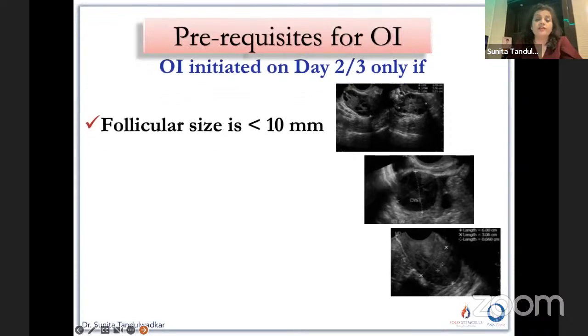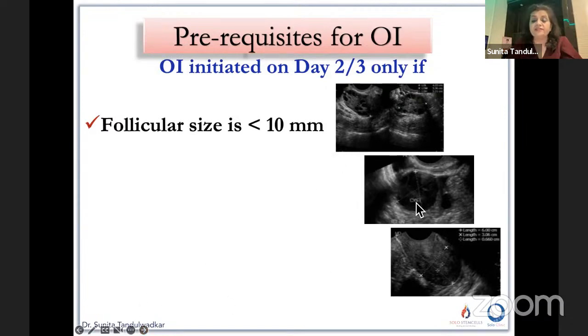So what is the prerequisite? Always call the patient on day 2 or day 3 in your cabin and do the sonography and confirm that no follicle more than 10 mm is seen in the ovary. If I see a 2.5 centimeter follicle here, it may be the remnant cyst of the previous follicle. And if I stimulate her, that follicle will become a big cyst. So always ensure that the follicle size is less than 10 mm, whether PCOS or non-PCOS. So it is a down-regulated ovary, that is what we call.